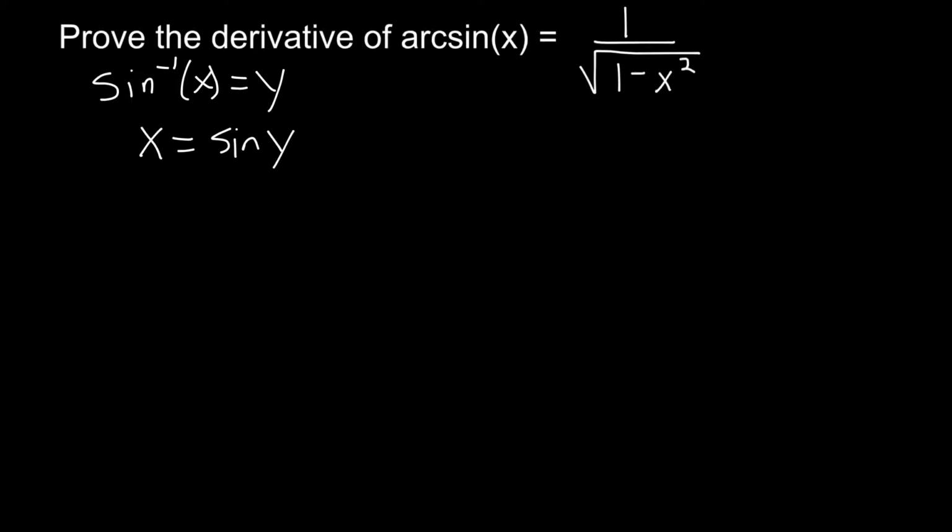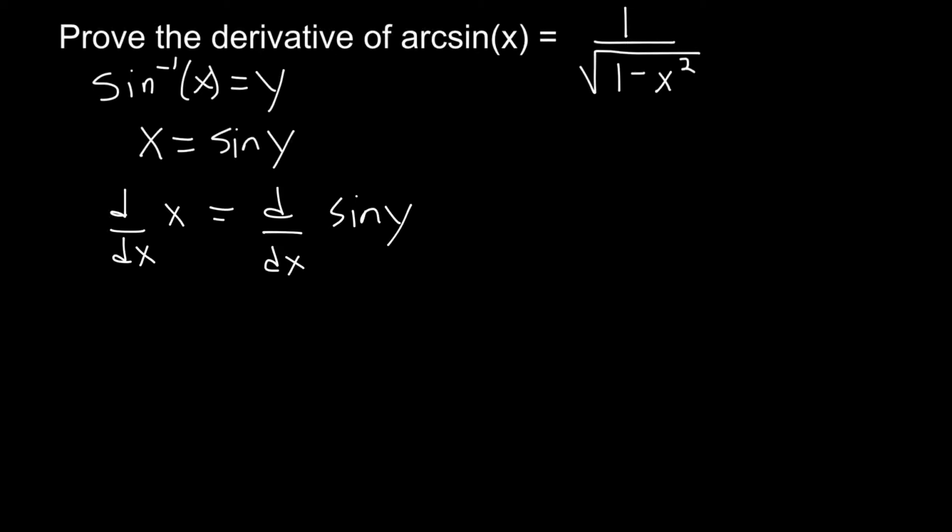The reason we do this is because we don't know the derivative of sine inverse. That's what we're trying to determine. But we do know the derivative of sine of y. Sine of any variable, in fact. And so now, if we differentiate with respect to x, we get the following. d/dx of x equals d/dx of sine y.